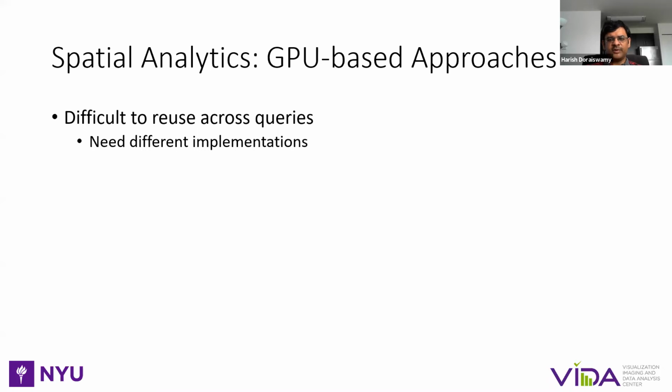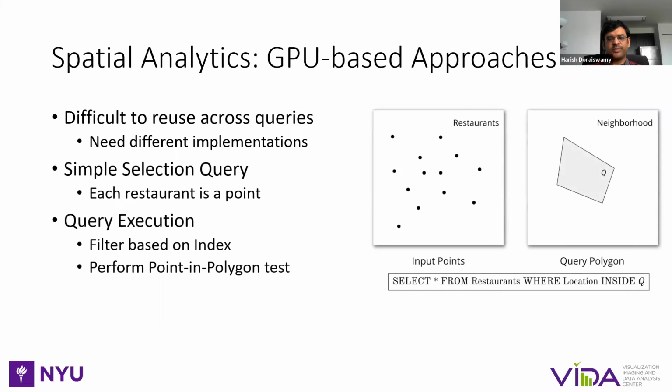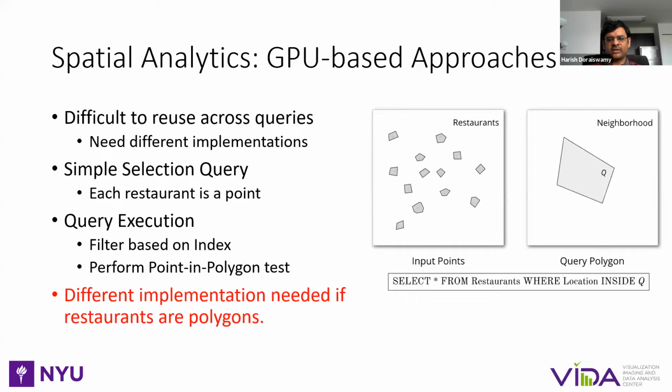So let me give an example for this. Consider a simple spatial selection query that finds all restaurants contained within a query polygon. Here, restaurants are represented using points. Conventional approaches first filter the data using an index and then perform a point-in-polygon test in the refinement stage for each of the filtered points. While this is fine, what happens if the restaurants are now represented using polygons? The same implementation cannot be used, and you would need a different implementation for this scenario.